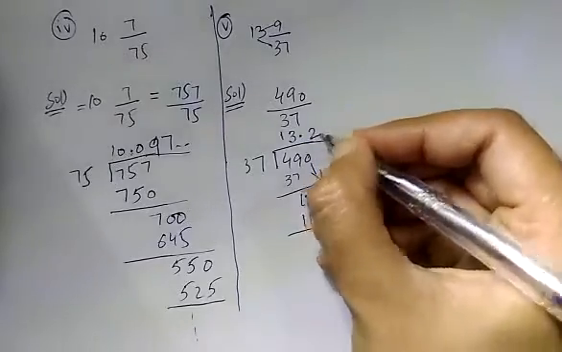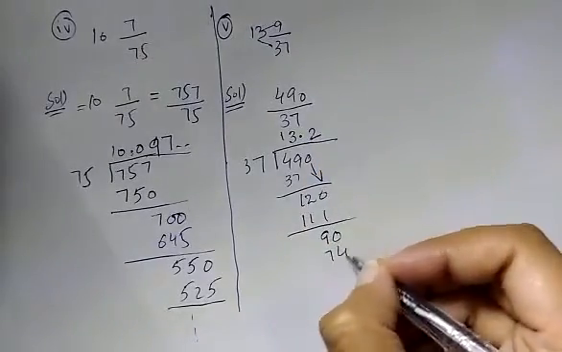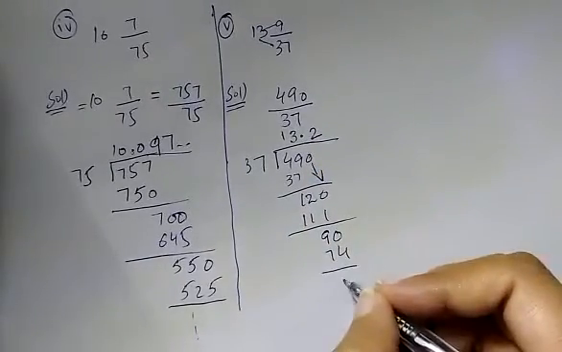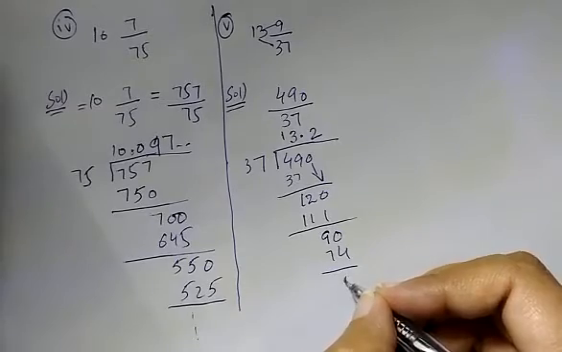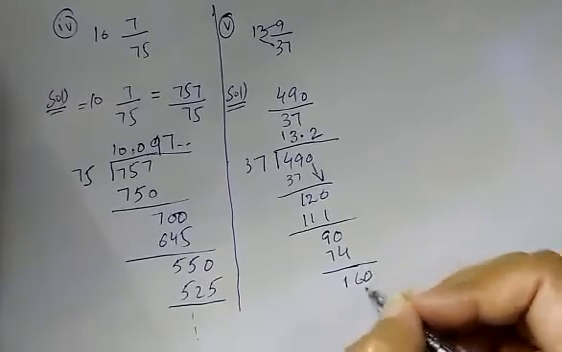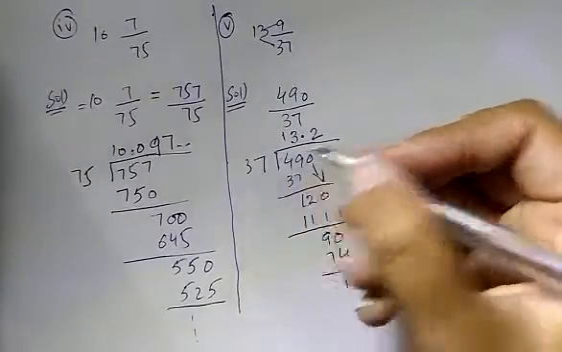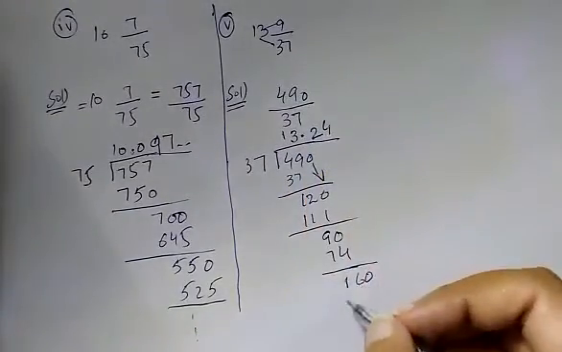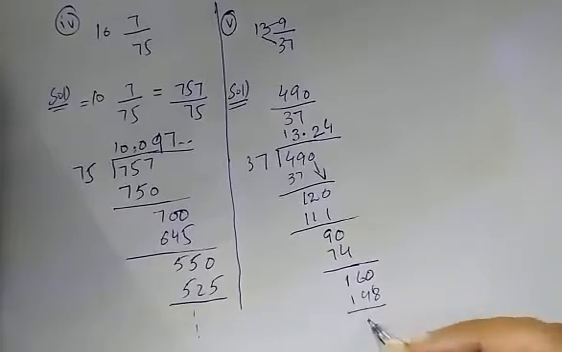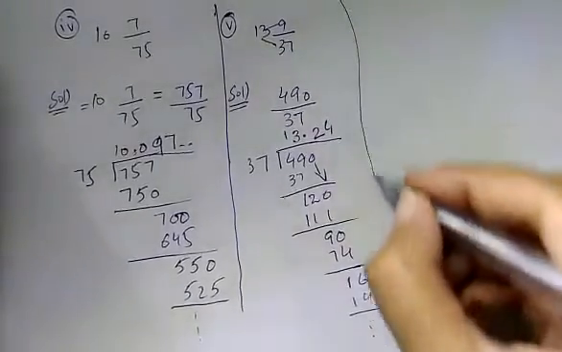We can place here a 0 because we placed a point. 37 2s are 74, and the remainder is 16. We can place here a 0 because we placed a point. And 37 4s are 148. This answer goes on.